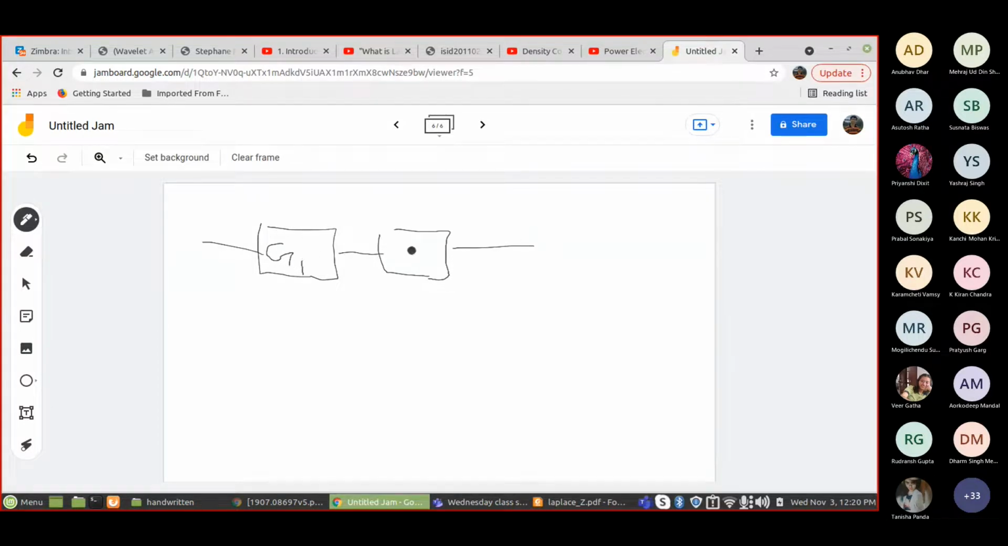So assume scalar transfer functions. You can have matrix transfer functions also, which we will see later. So this is a series combination. You can have a parallel.